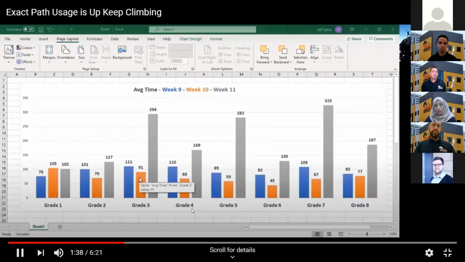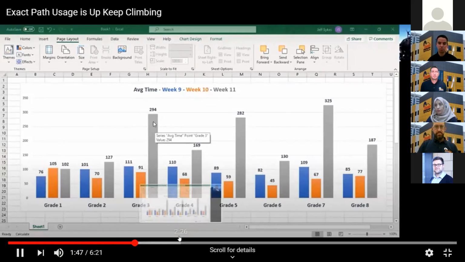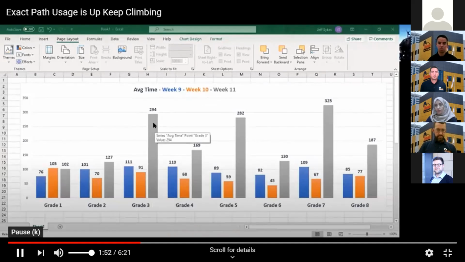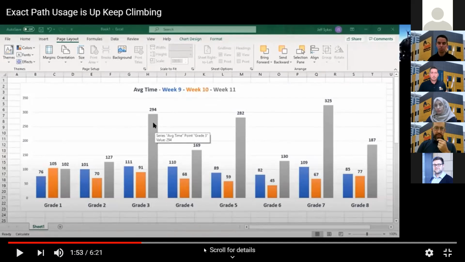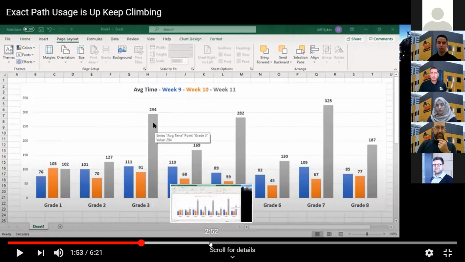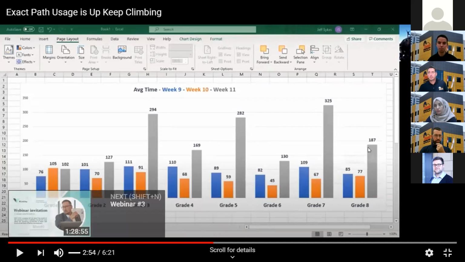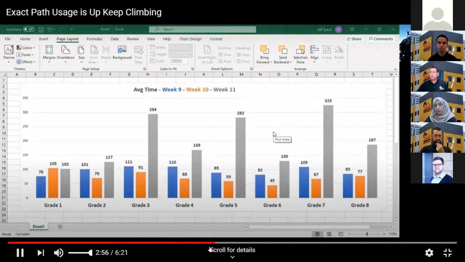But when we get to grade 3, we see nearly triple the average time that the students are spending. That means they are listening and they are beginning to get into the routine of using ExactPath. So that was just to show you how we first began to introduce it to our school community. We started talking about time, but then we realized time was not exactly what we wanted to be talking to our school community about. So we switched it.